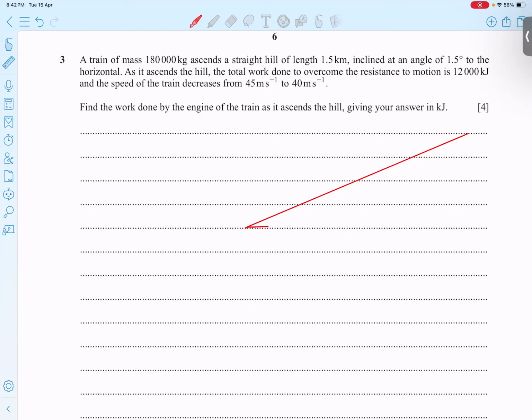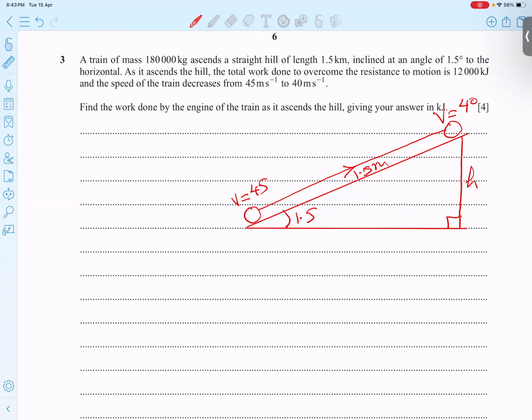The best way is to read, write, and make a diagram. So the speed at this moment here is 45. As it goes up, the speed at this moment is 40. And this is called the height. And 1.5 kilometer is the distance, and the angle is 1.5 degrees.